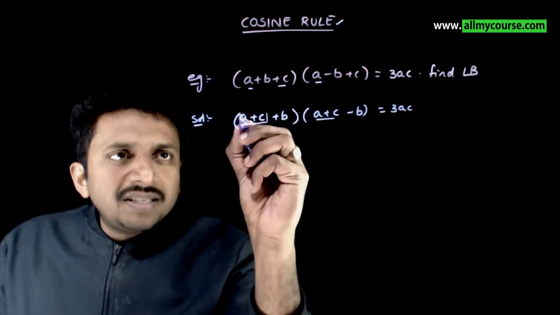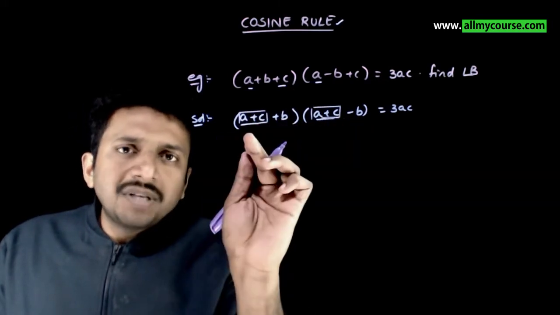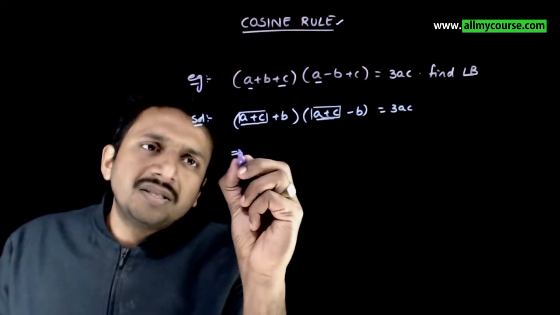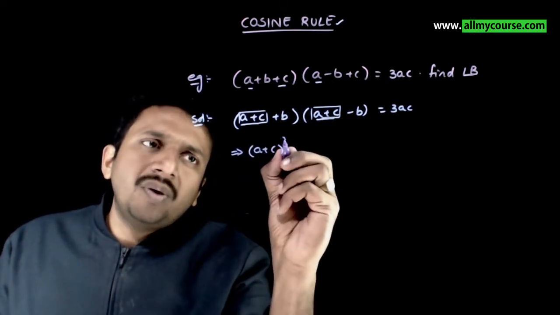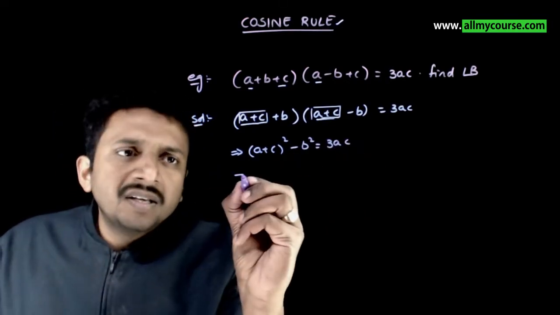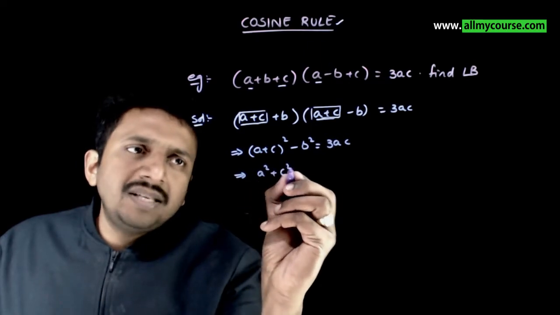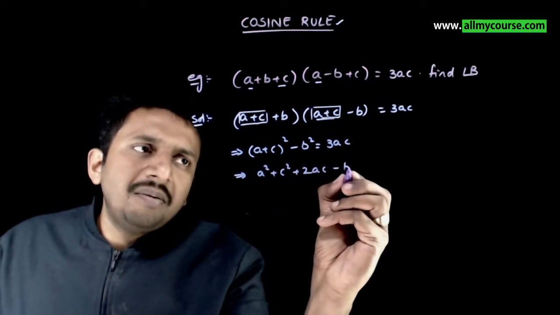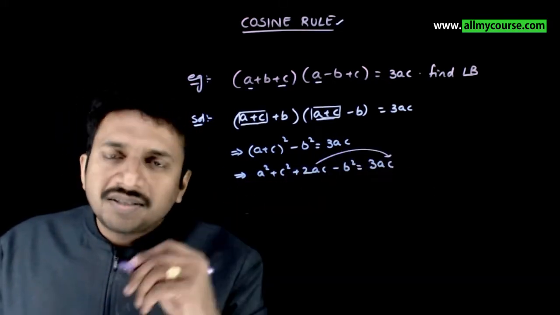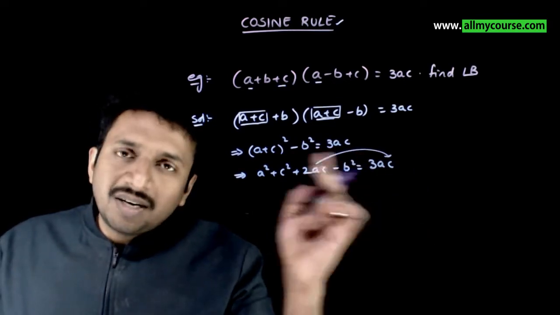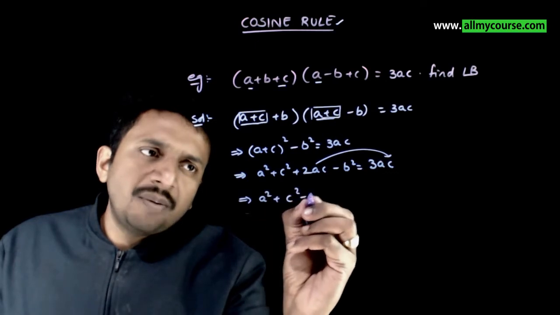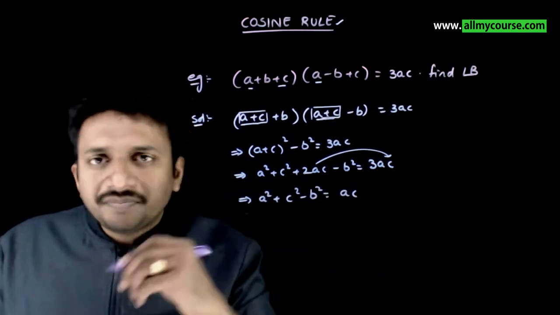So if you take a plus c as an entity, this is of the form something plus something, into something minus something, which is something square minus something square. So this implies a plus c whole square minus b square is equal to 3ac. This implies a square plus c square plus 2ac minus b square is equal to 3ac. So if this 2ac goes onto the other side, plus 2ac becomes minus 2ac. So this implies a square plus c square minus b square is equal to ac.